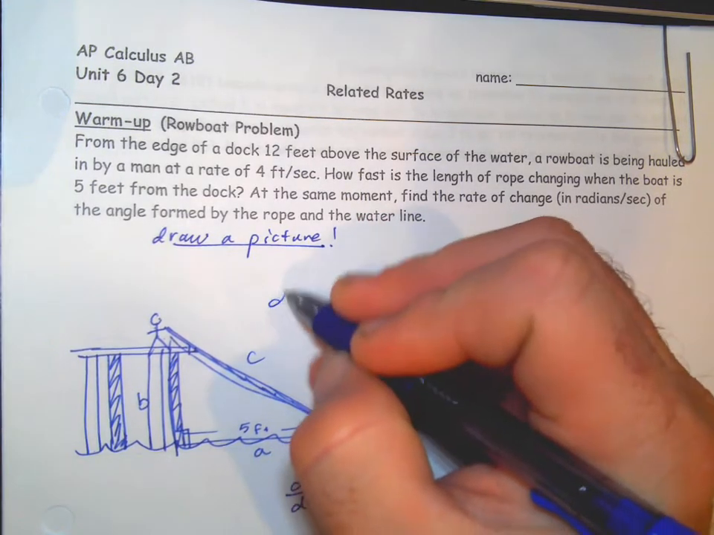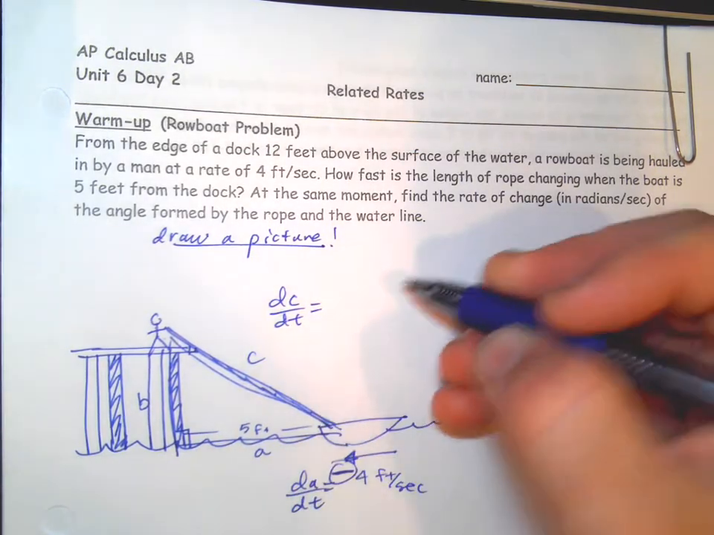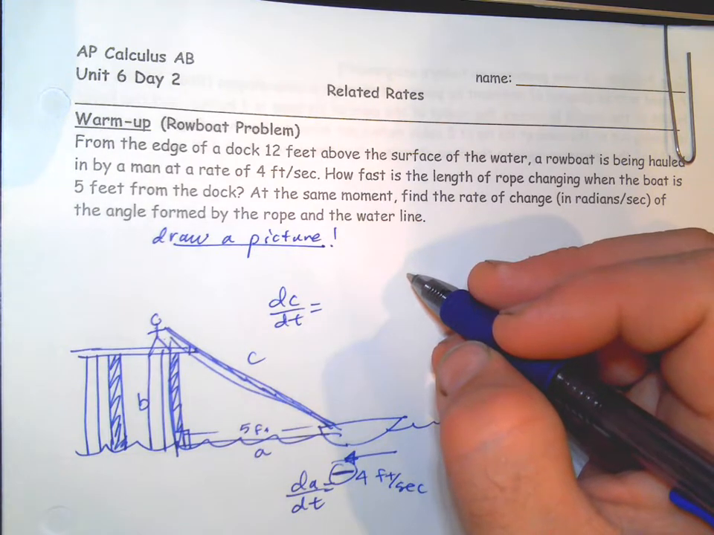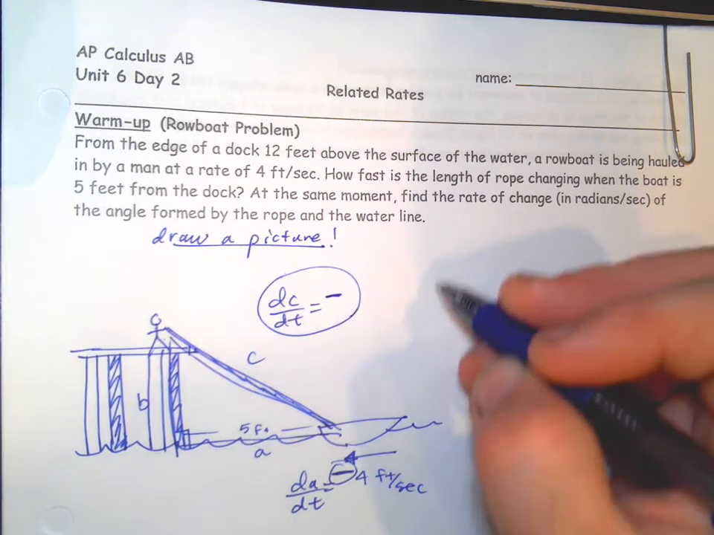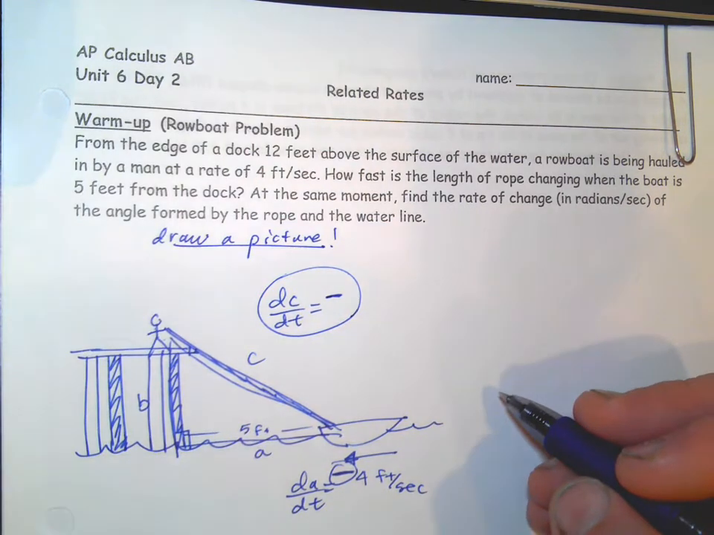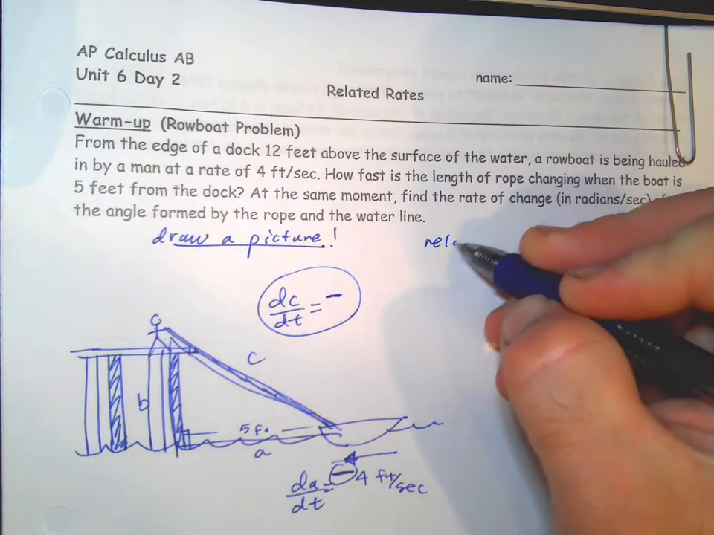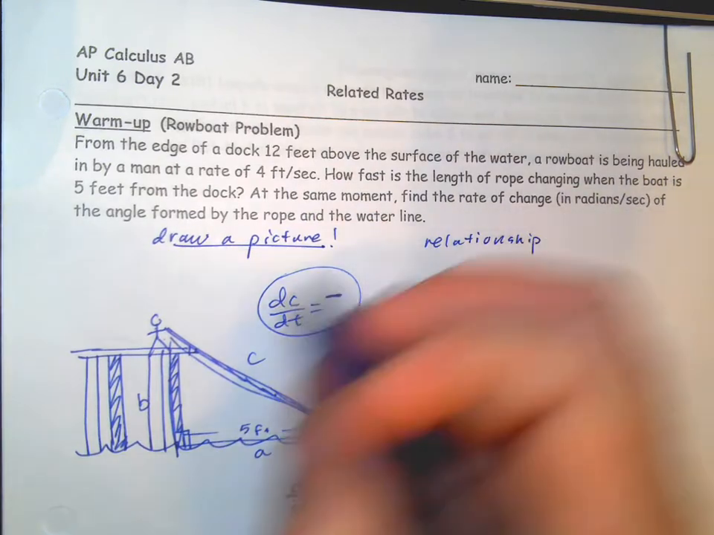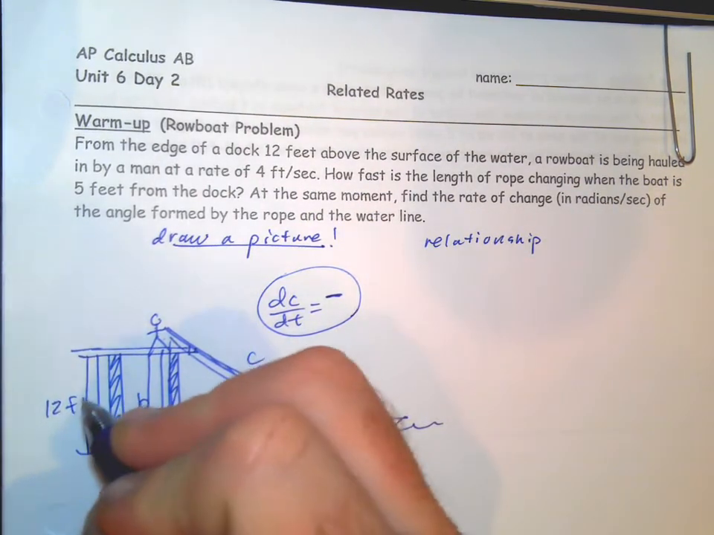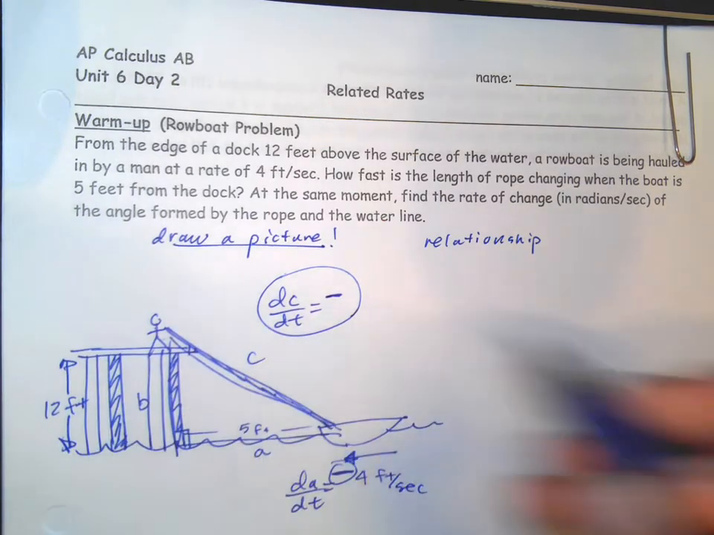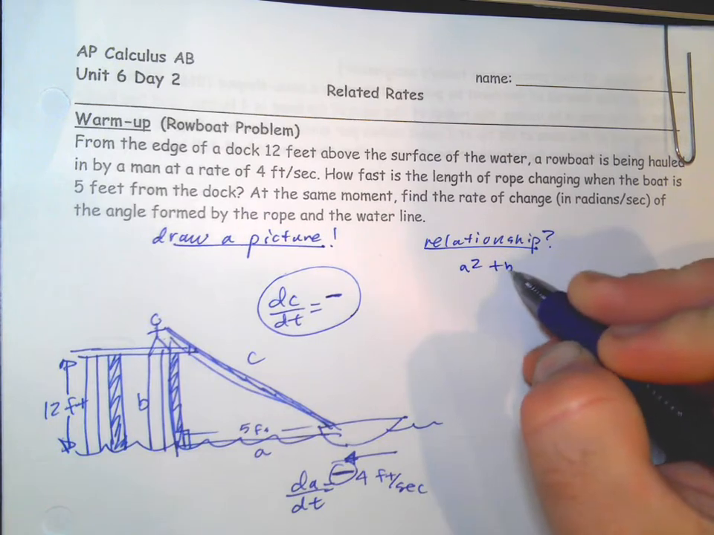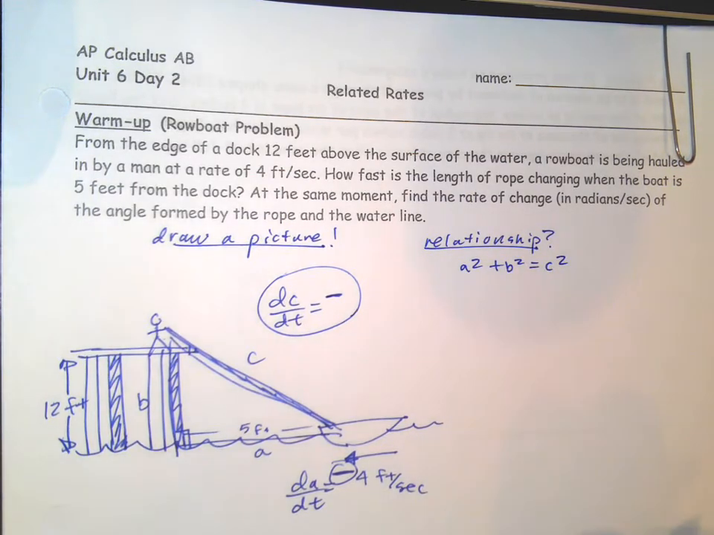And then we're going to try and find dC/dt. What do you think dC/dt should be, positive or negative by the time you're done? Is it getting shorter or longer as the boat's being pulled in? Negative. So you should know right now that it's negative right before you even start. So I think that's good. So now we got to figure out a relationship of how to get C and A together. Now it did say that the dock was 12 feet tall above the water, so we know tides or anything. So the relationship is A squared plus B squared equals C squared, if you use the letters I use.